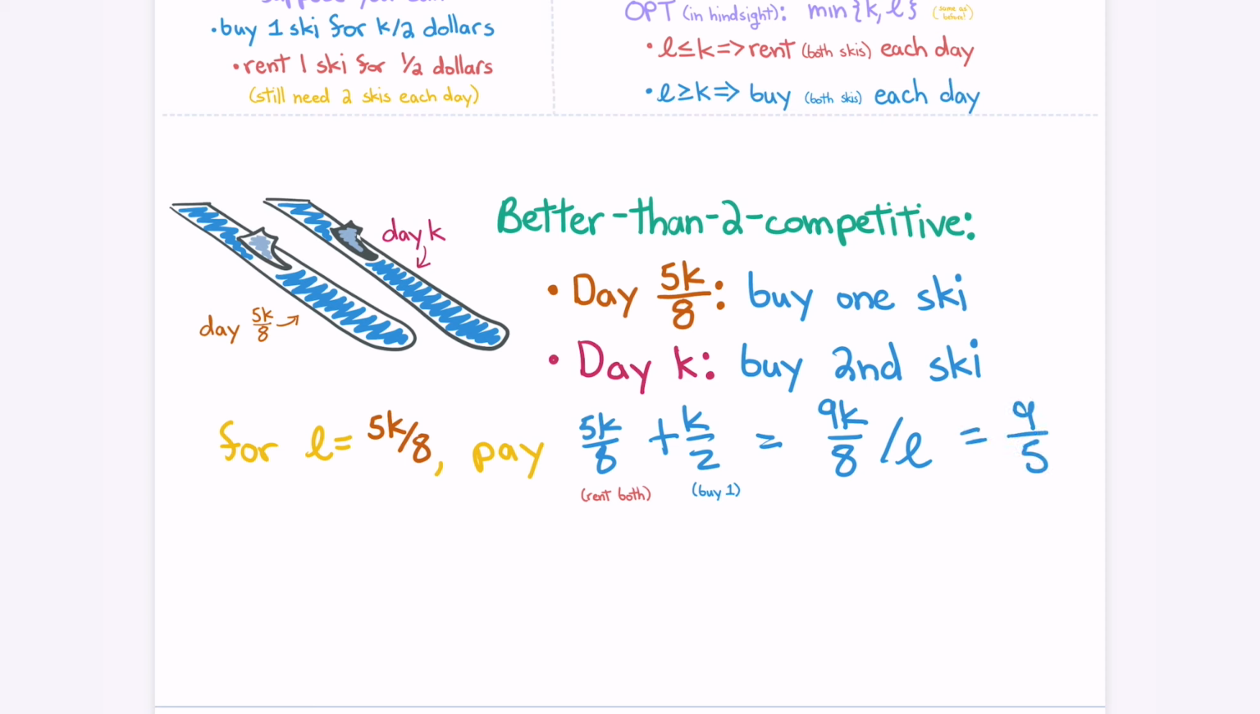Okay, here L is the best possible. If L is equal to K, you'll have spent 5K over 8 renting both for a little while. And then you'll have paid 3K over 8 for renting one for the next 3K over 8. And then eventually you paid K for both?